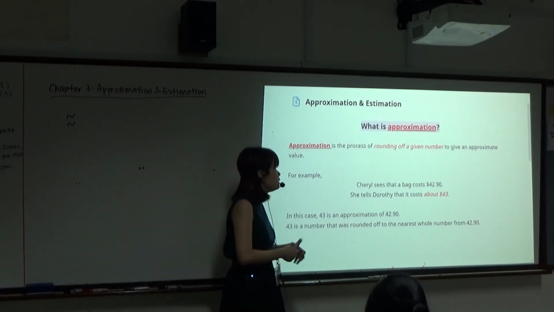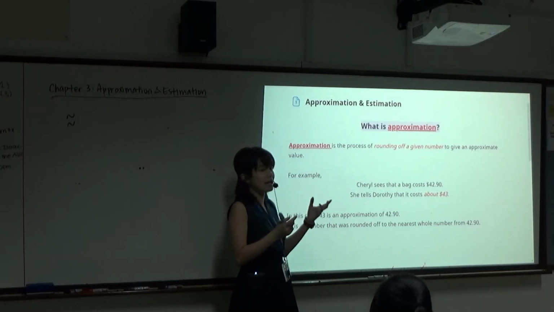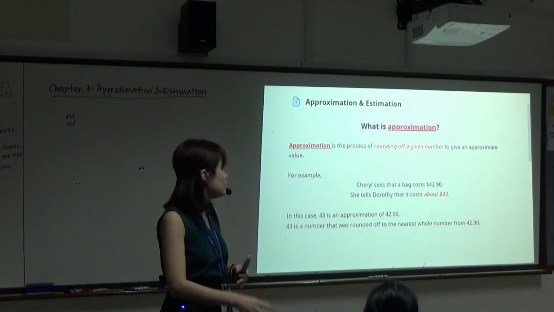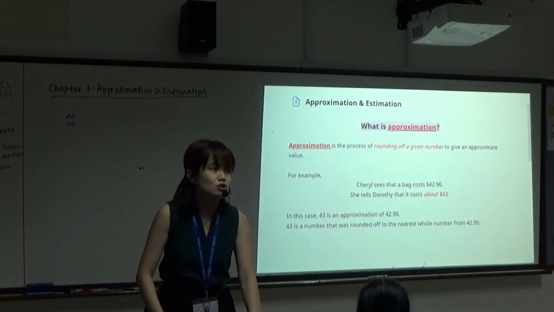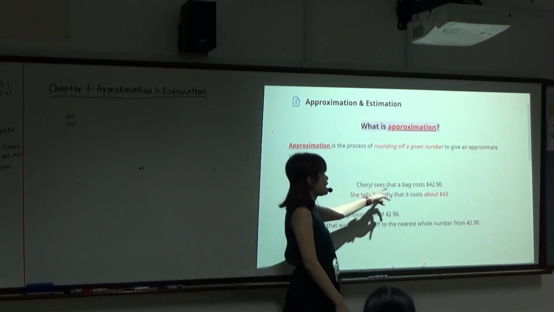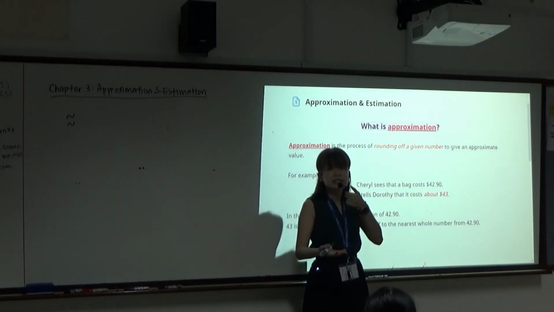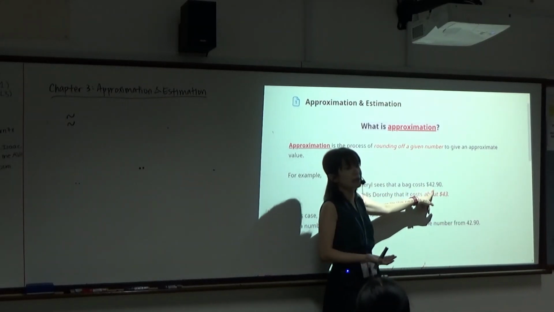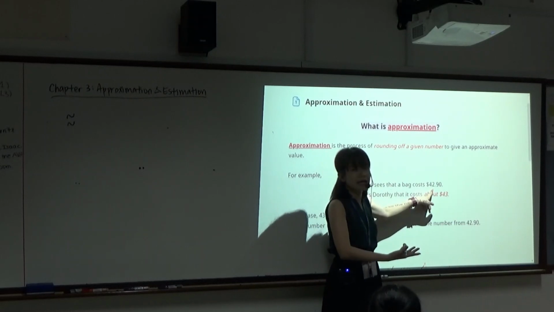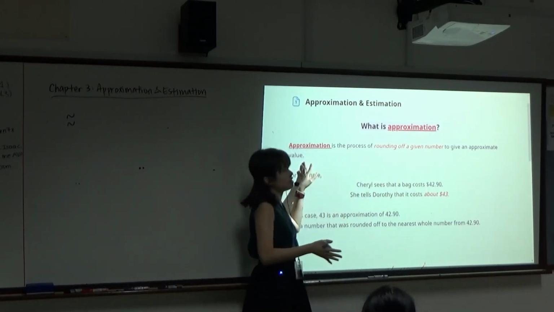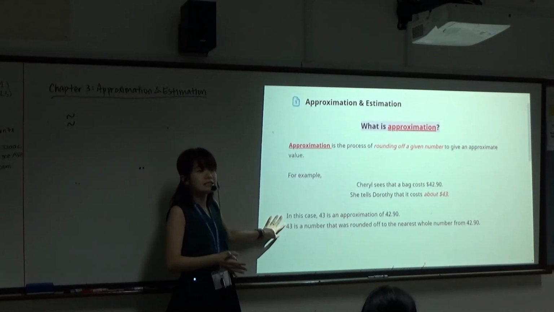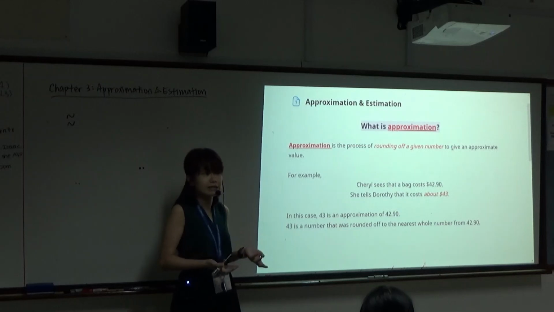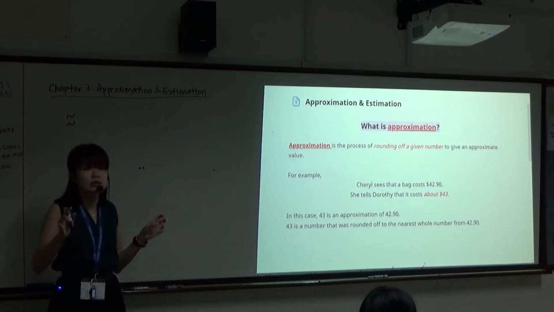So for example, Cheryl sees a bag that costs $42.90, and then she goes back and wants to tell her friend Dorothy that the bag actually costs about $43. So when she says about $43, it is like rounding off $42.90 to the nearest whole number. She didn't tell her friend the exact price, but approximated it for her. So in this case, the number 43 is what we call an approximation of $42.90, because 43 was rounded off.